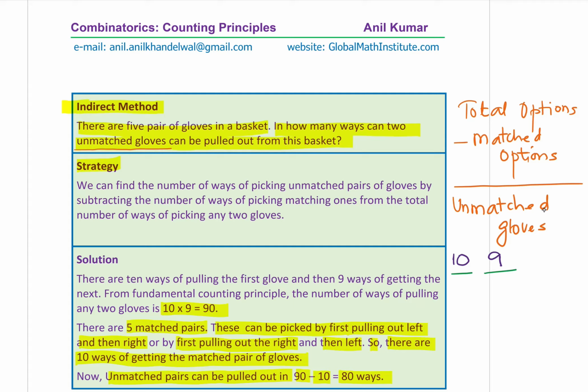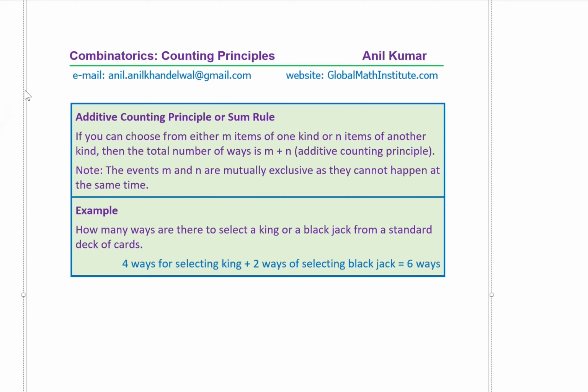Perfect. So it is easier in this case to figure out how many options there are for pulling out matched pairs, and therefore we found our answer indirectly. And it's a very efficient way of working. Now let's look into the second principle, which we call the additive counting principle or the sum rule.